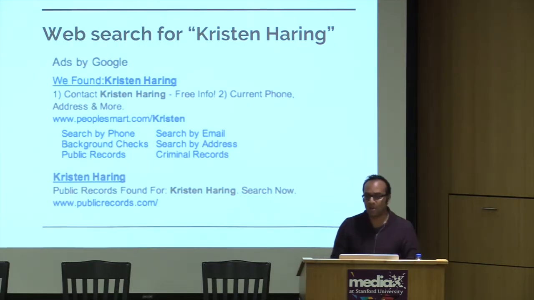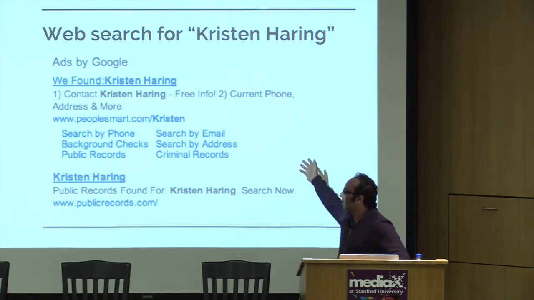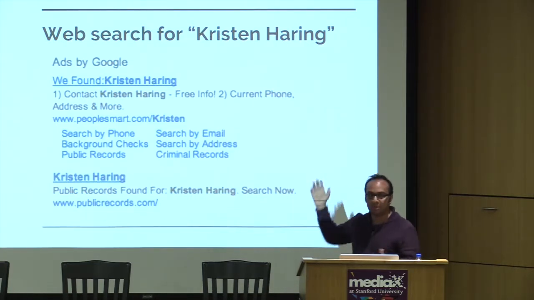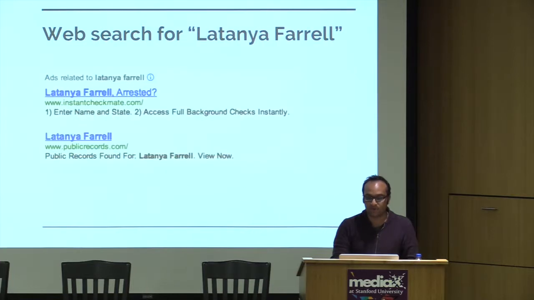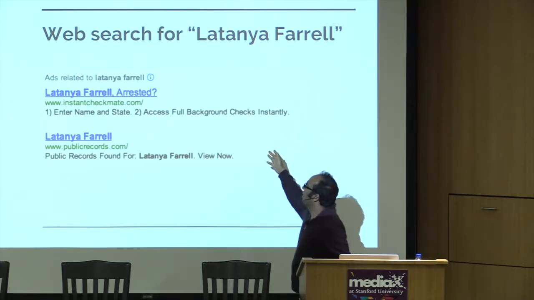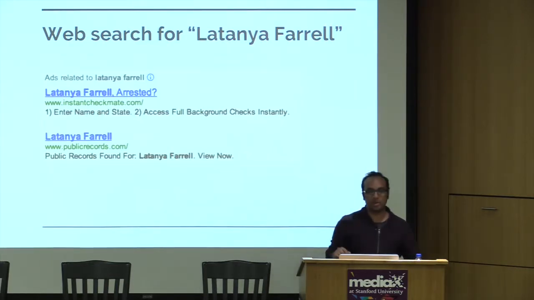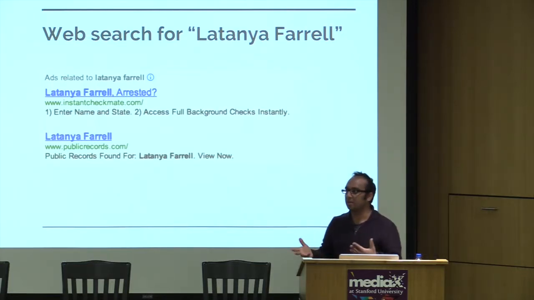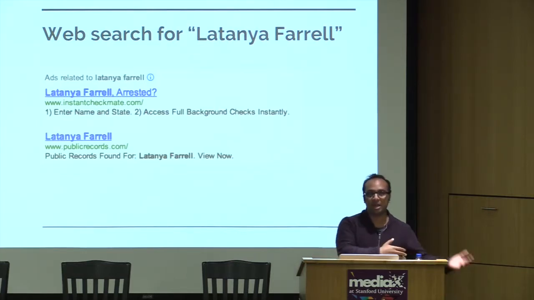Let me give you one more example. So this is a web search for Kristen Herring. This is the stereotypically white name, and we see pretty reasonable results, just public records requests. There's nothing standing out. And now if you do the similar search for LaTanya Farrell, a stereotypically black-sounding name, the first ad that's showing up is implying that this woman has been arrested. It's asking if you want an arrest record check on this woman. In fact, she hasn't been arrested. But again, it feels like something is fundamentally amiss when you get these dramatically different types of results for a stereotypical white name and a stereotypical black name.